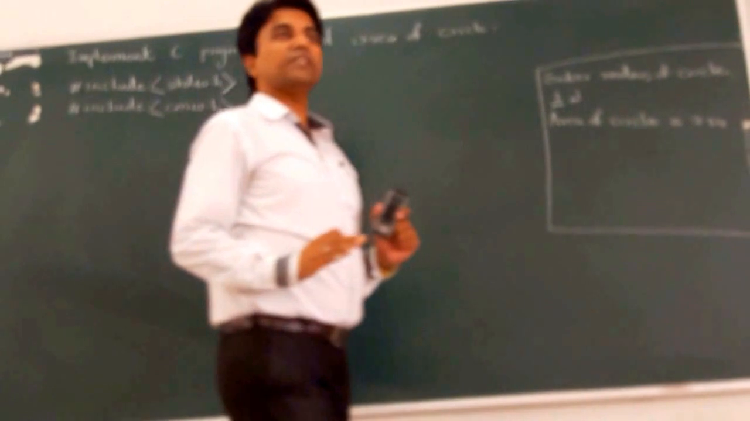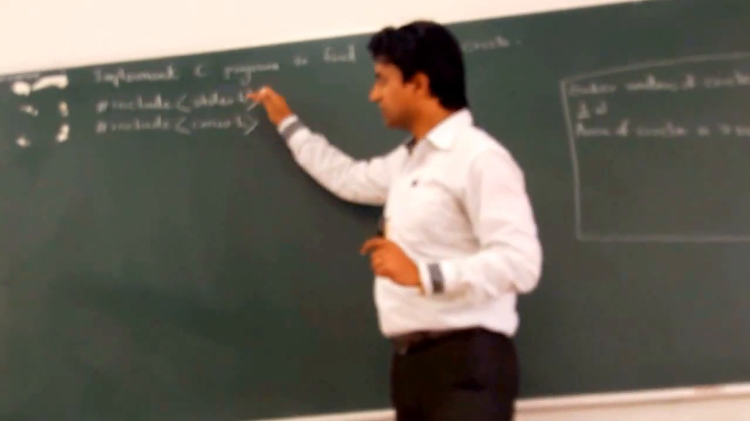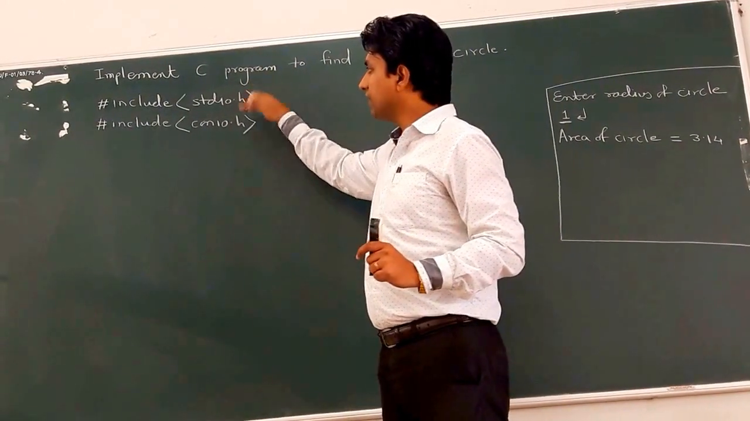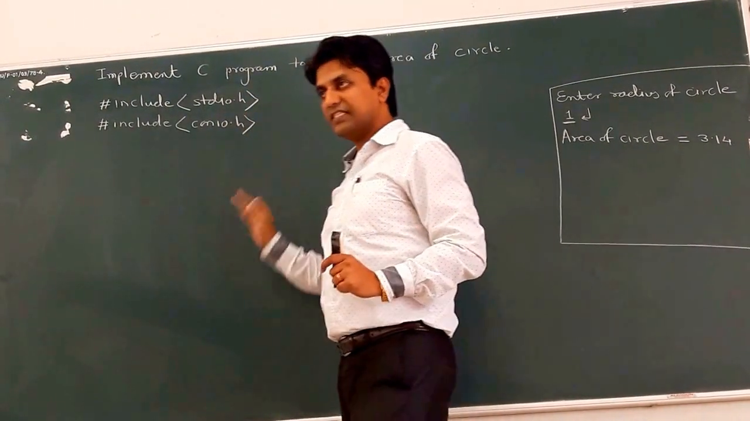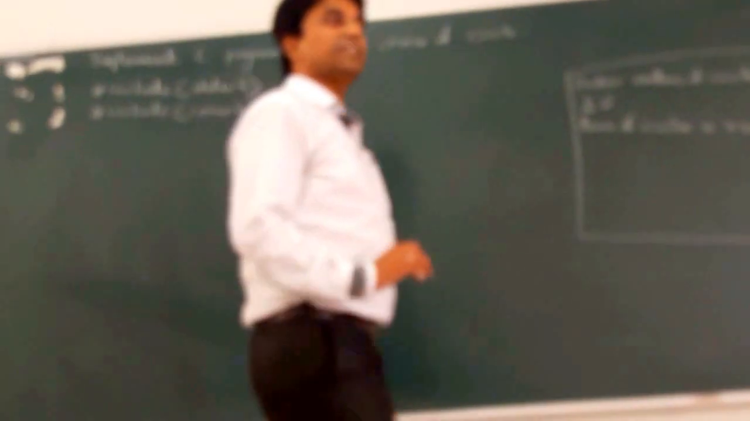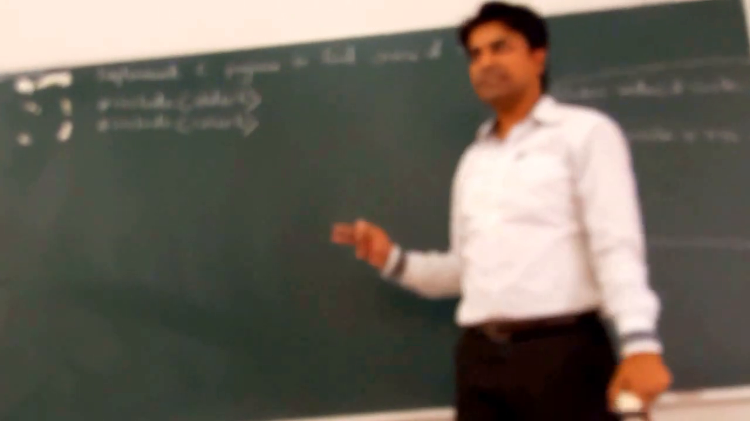In the C program structure, the first part is the header part. Include all header files which you require. Basically we require stdio.h because the printf and scanf function definitions are stored in this header file. Next, conio.h is required because getch and clrscr, these two function definitions, are stored in the conio.h header file. Clear? Understood?